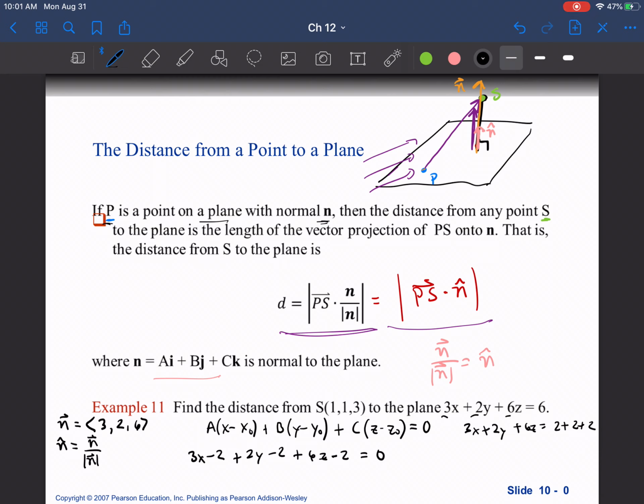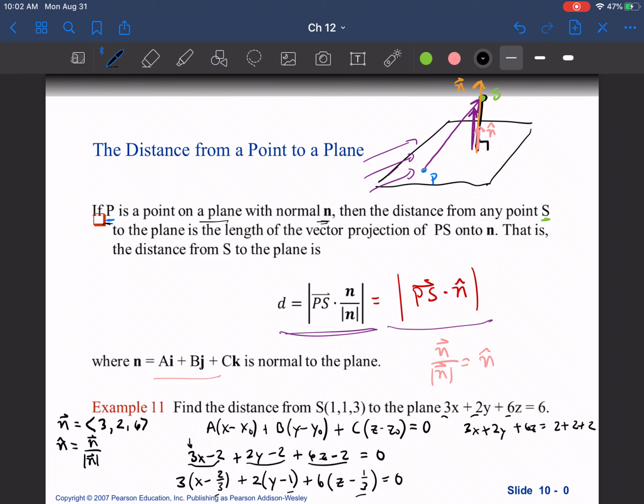Then I'm going to group these together, like I'd already done, and factor out the initial coefficients. So this will be 3 times (x - 2/3), this will be 2 times (y - 1), and this will be 6 times (z - 2/6), which is 1/3, equals 0. Now we have it in the form we need, and you can pick out a point on the plane: (2/3, 1, 1/3).